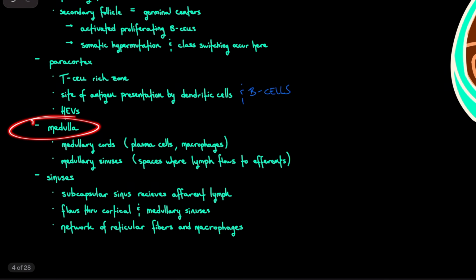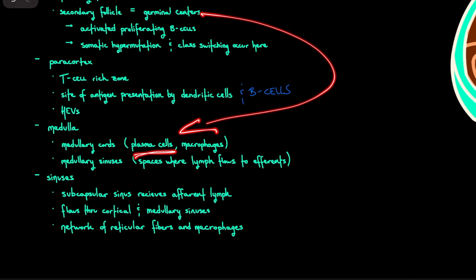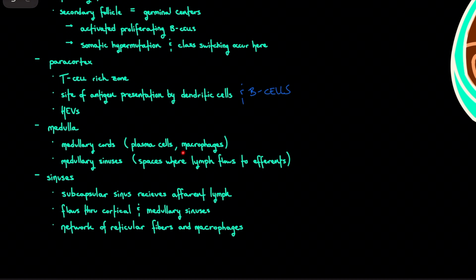And then the medulla of the lymph node, so you have the cords and the sinuses. The cords just are the extensions, I guess, and the sinus is the pit that eventually leads into the efferent drainage. We have a lot of plasma cells here, so after differentiation has occurred, we ultimately end up as a plasma cell or a memory B cell. And some macrophages to just further clean things up.